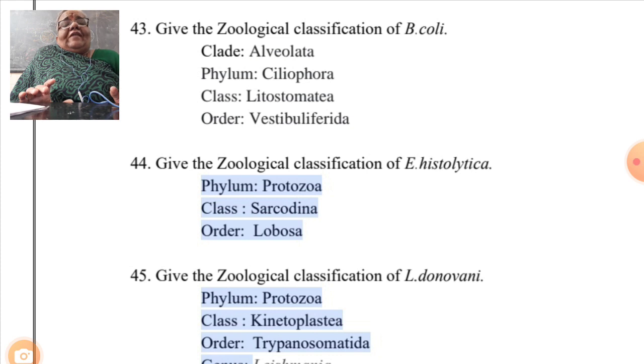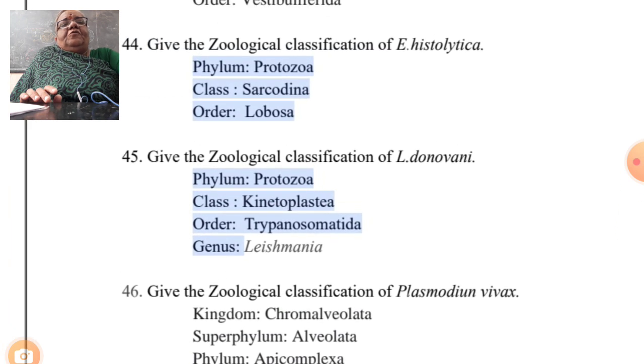How it looks like? At the end of my lecture, I'll show the photographs of all organisms whose classification I have discussed right now. Hope I am making myself very clear. Then the next animal or the parasite whose classification you should know is, here it is given as E. histolytica. E stands for Entamoeba, that is the generic name. Histolytica is the specific name. So it goes as Entamoeba histolytica.